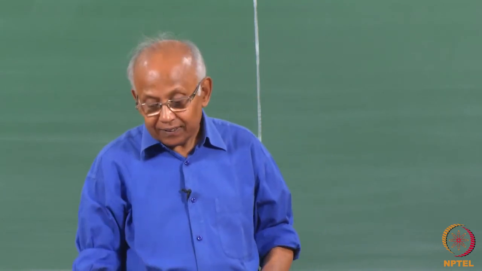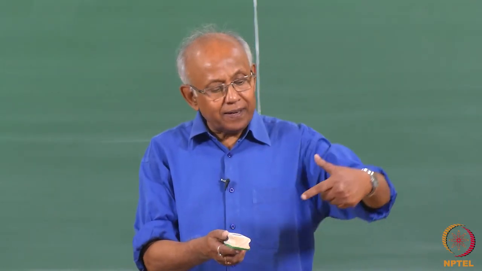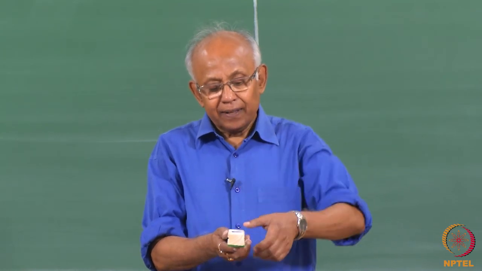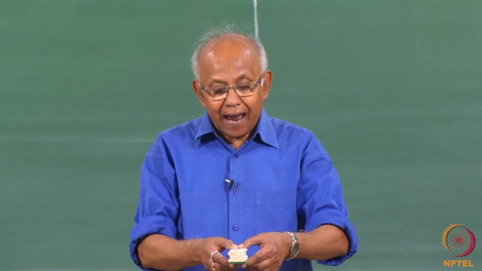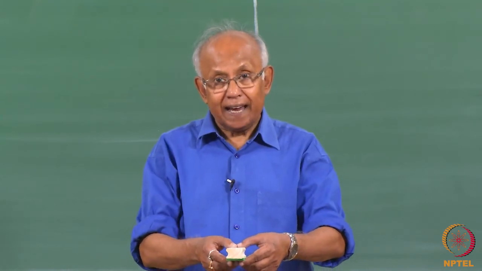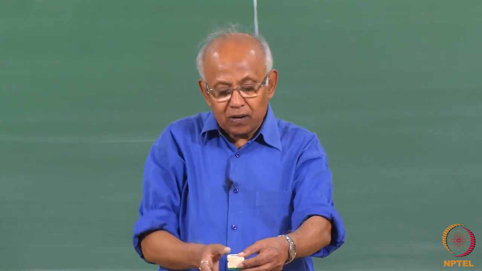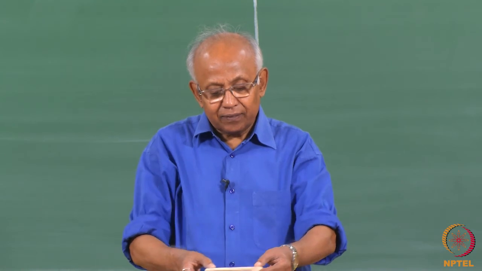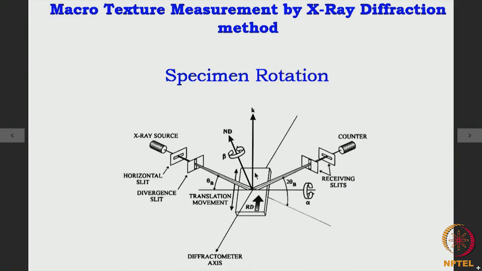The specimen is given a second rotation also. For example, it is allowed to rotate in its own plane. So, you see that there are two movements given to the specimen. This is your specimen. X-ray beam is incident in this manner, diffracted beam is going out in this manner. The specimen is given a translationary movement, and at the same time it is allowed to rotate in its own plane. That means while it is doing the translationary movement, it also rotates around an axis perpendicular to the sheet. So, it is doing like this. So, it is making a translationary movement, and at the same time it is also rotating in its own plane. So, you see that this specimen is given two kinds of movement, a translation movement and also a rotation movement like this.